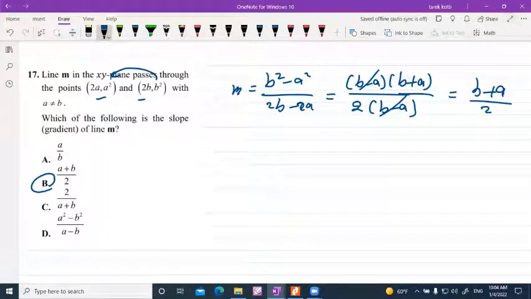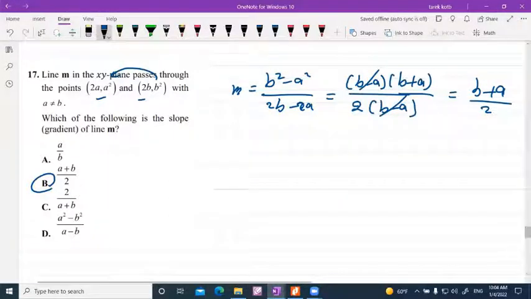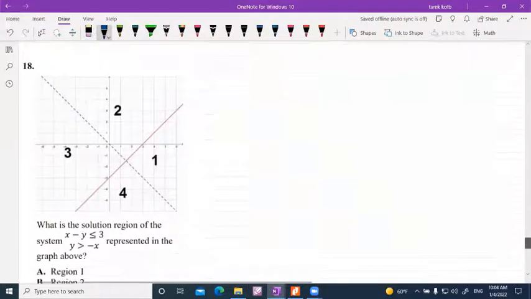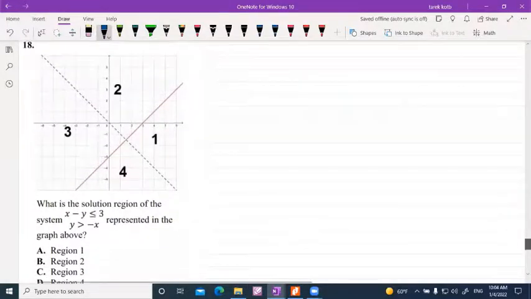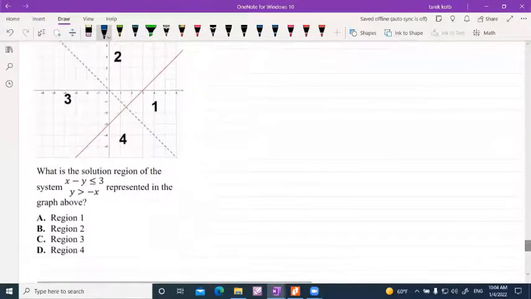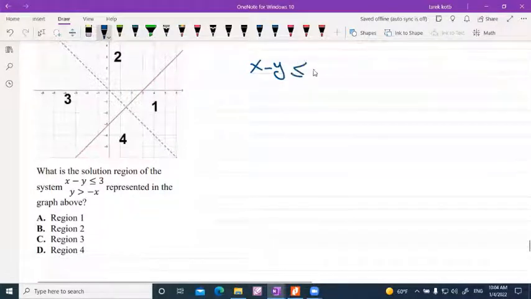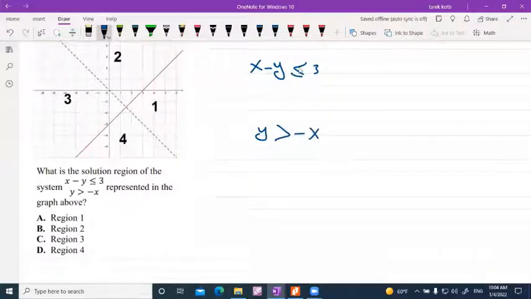17, B. 18. I have a system of inequalities now. What is the solution region for the system? x minus y less than 3, and the other one, y greater than negative x.